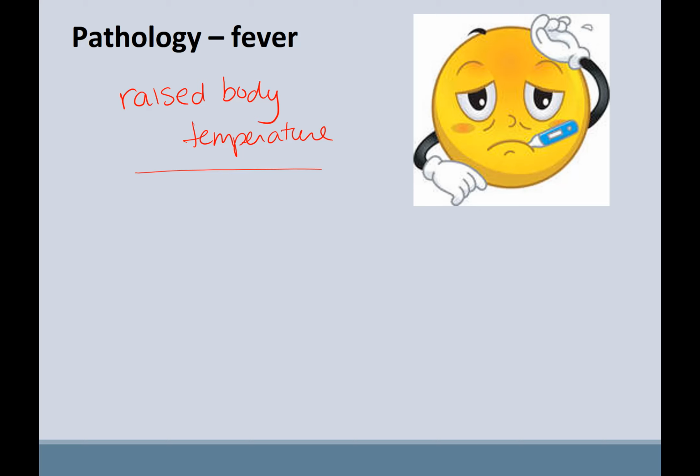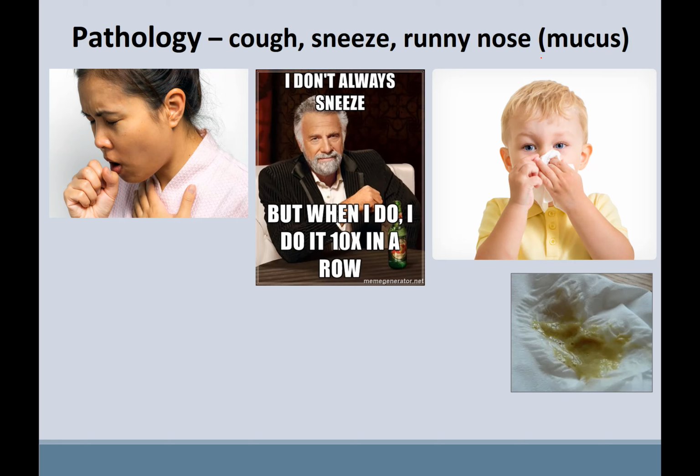So many times we try to decrease fever. It's a very non-specific part of our immune system, but very common, right? You know you're sick when you have a fever, and that's one of the first things they ask you. Did you have a fever?